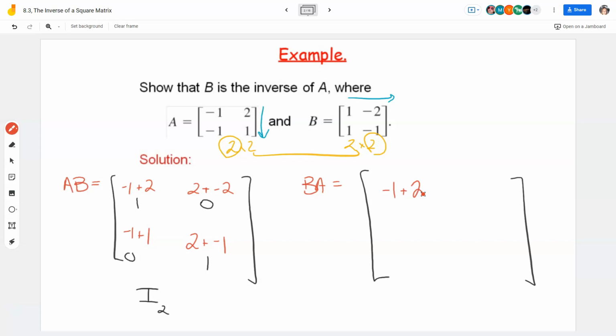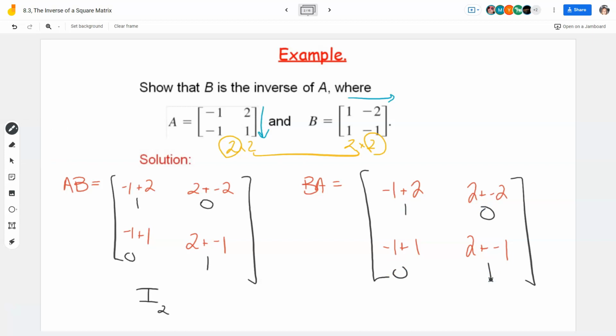Okay, for the first row, second column entry, I need the first row, second column. Cool. Multiply. 2 minus 2, or 2 plus a -2. For the second row, first column, I need the second row, first column. Plus 1. Got it. And then for the second row, second column, I need the second row, second column, 2 minus 1, or 2 plus a -1. How's it going? 1, 0, 0, 1.